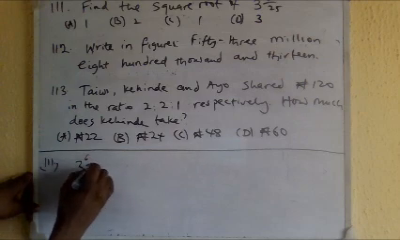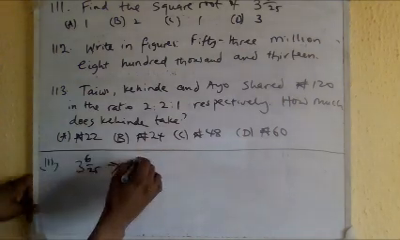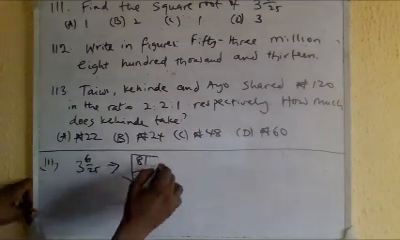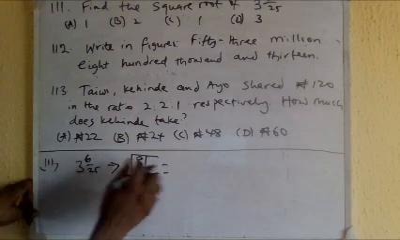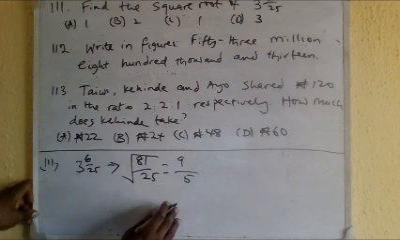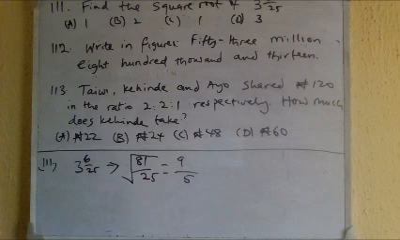So convert to improper fraction. 25 times 3 is 75. 75 plus 6 is 81 over 25. So if I have to get the square root of this one, the square root of 81 is 9. The square root of 25 is 5. So 9 over 5 is the answer.